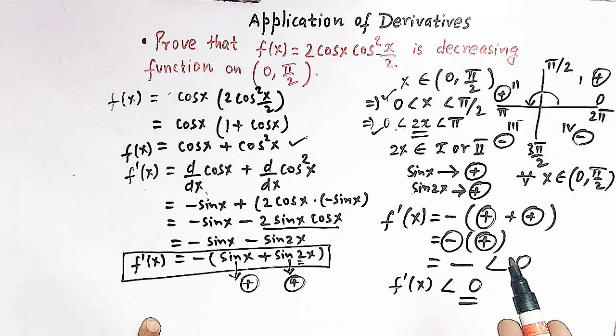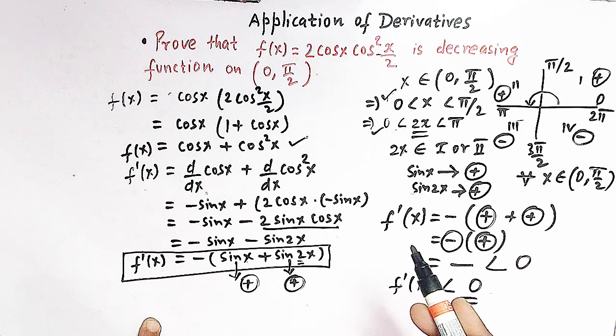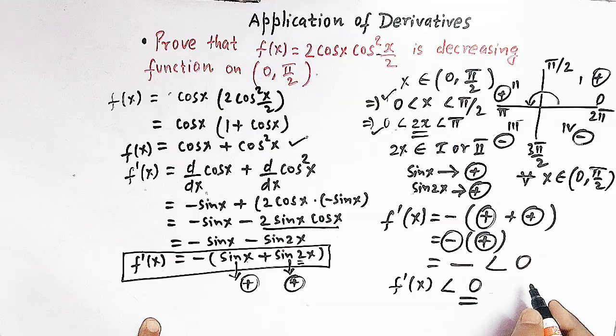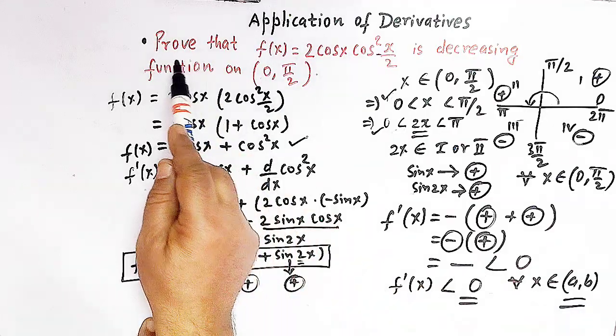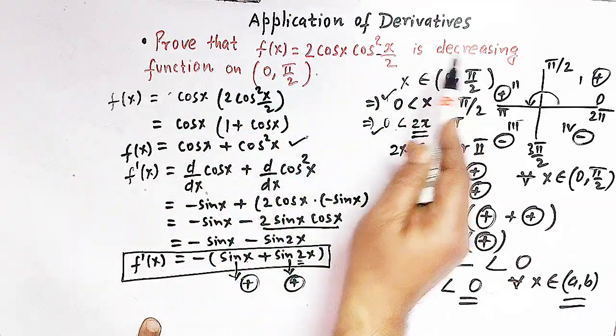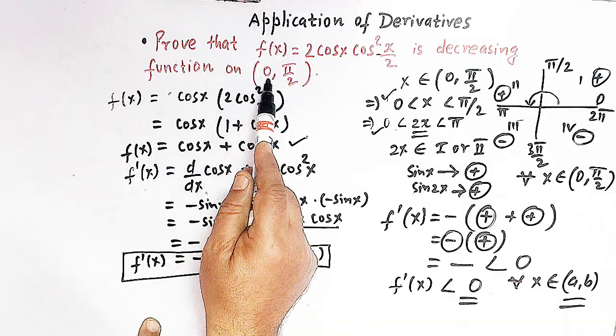So as per the definition of a decreasing function, a function is said to be a decreasing function if f prime of x is less than 0 for all x belonging to the interval a comma b. So this is how we can prove that this function is a decreasing function on this interval.